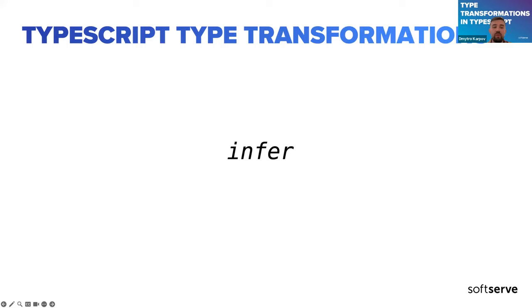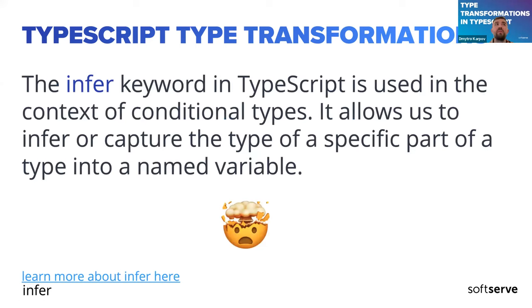And let's move to infer. I believe this is the very last slides. We are slowly moving to the end, and to more advanced topics, and I will try to explain the infer keyword. The infer keyword in TypeScript is used in the context of conditional types. It allows us to infer or capture the type of a specific part of a type into a named variable. It's hard to embrace, I know. Please follow the link; you will find more information in the official documentation.